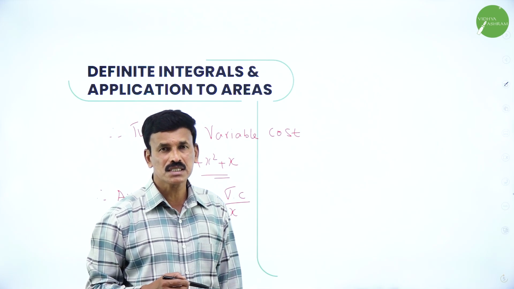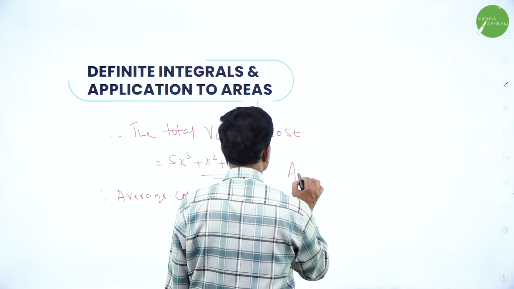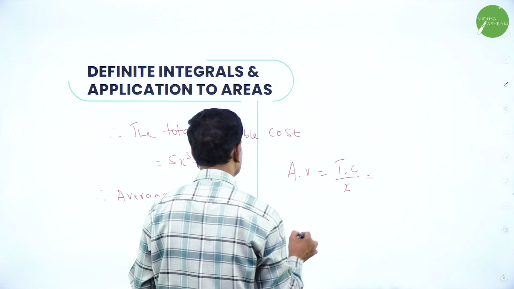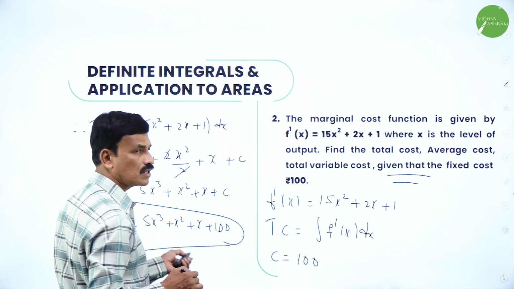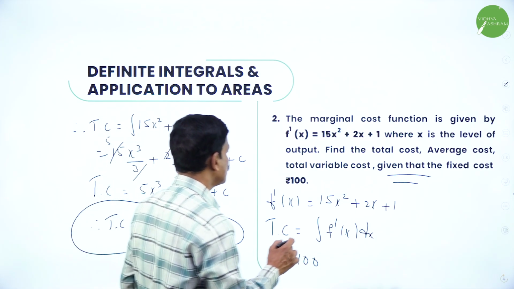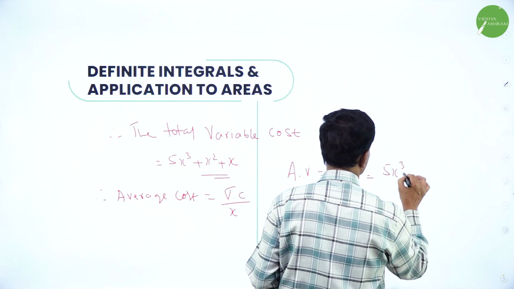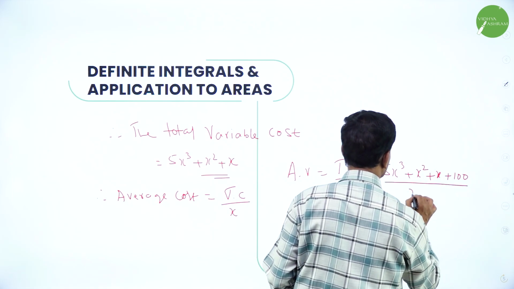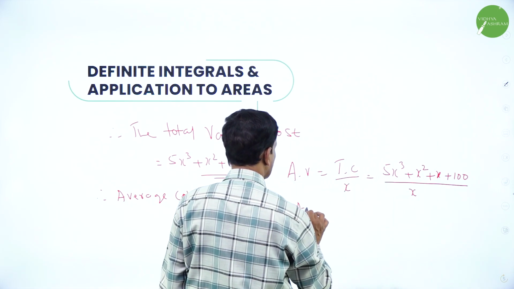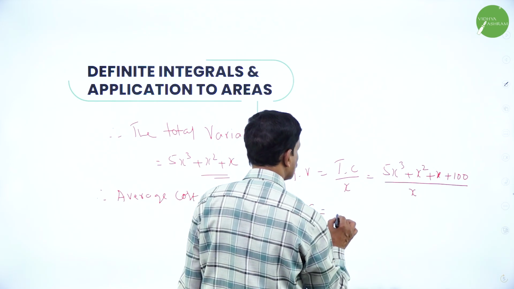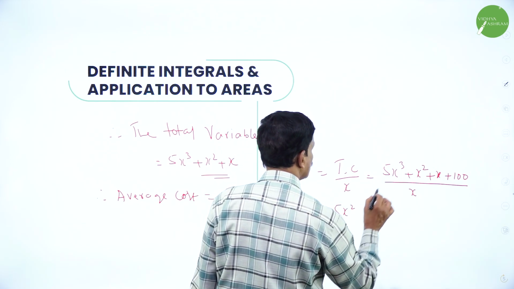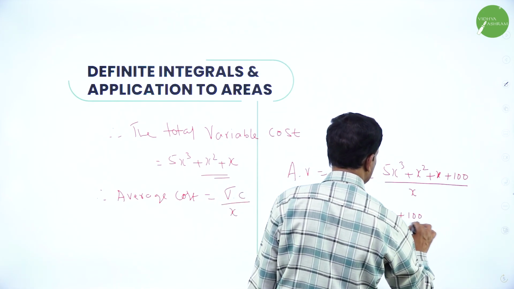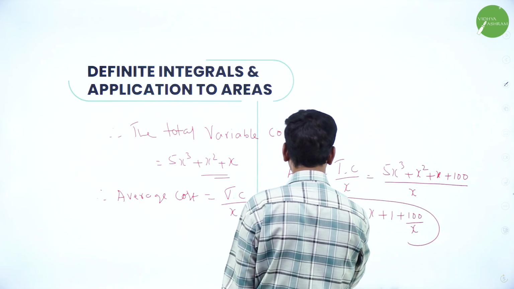TC divided by x is the average cost. So AC is equal to TC divided by x. So what is the total cost? Total cost is equal to 5x cube plus x square plus x plus 100, divided by x. So therefore the average cost is equal to 5x square plus x plus 1 plus 100 divided by x. This is the average cost.